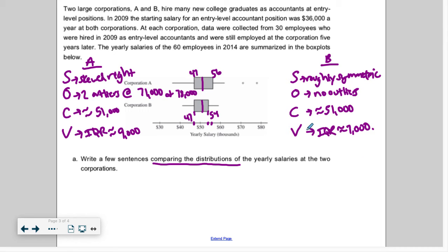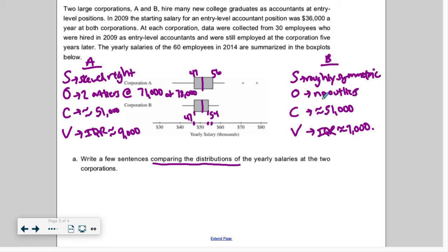Now that I've gone through SOC-V, I need to compare these. So skewed right and roughly symmetric, those are different. I'm just going to have to write out a big sentence. But anything with numbers, I want to say if it's greater than, less than, or similar to. So having 2 outliers here is greater than having no outliers.